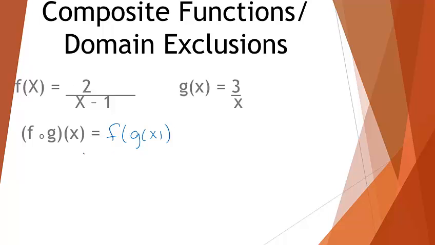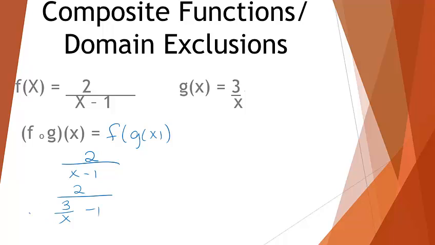So I'm going to go to my function f, 2 over x minus 1. And wherever I see my x value, I know I need to fill in g of x. So I'm going to say 2 over, instead of x, I'm going to fill in 3 over x. And then I go ahead and rewrite the minus 1.